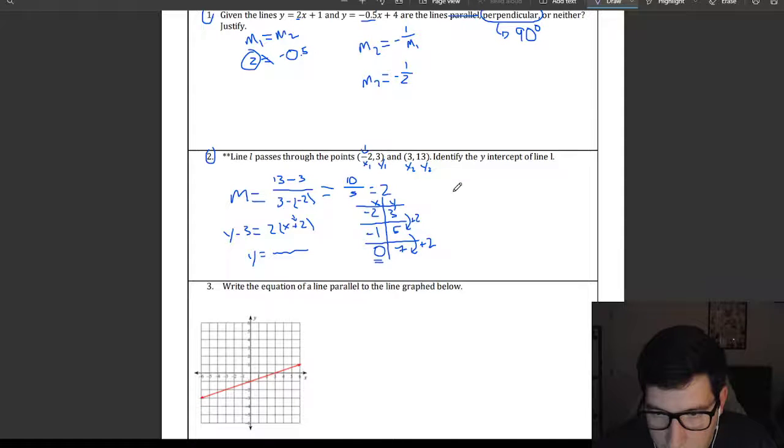Now, if you had just written 7 for the y-intercept, remember that that is incorrect. Our y-intercept should always be some sort of coordinate point, right? We should have something and something. So my y-intercept is going to be (0, 7).